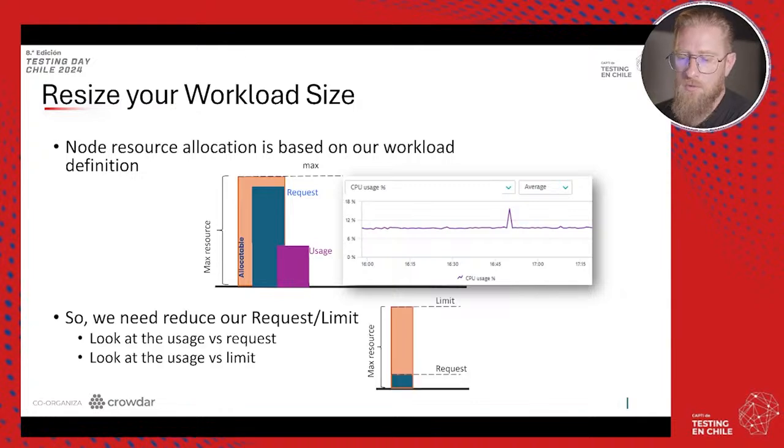So the game will be very simple. We need to reduce. So we're going to calculate the efficiency, comparing the usage versus the request. So usage divided by the request multiplied by 100. And then the request is one thing, but you can still consume more than what you requested. That's why there is a limit. We'll talk about this later. So you can also do the exercise with the limits as well.